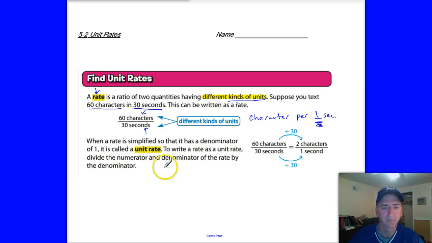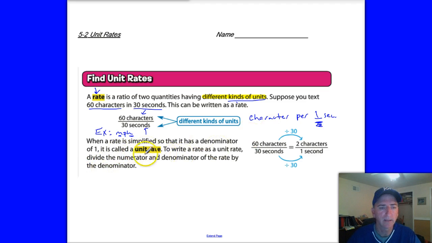Another example would be one we use every day: miles per hour. How far, miles is distance, hours is time. So you're comparing two different types of things, but when we say miles per hour, we understand that we're talking about speed. Anytime you have two different things like that, that's a rate.